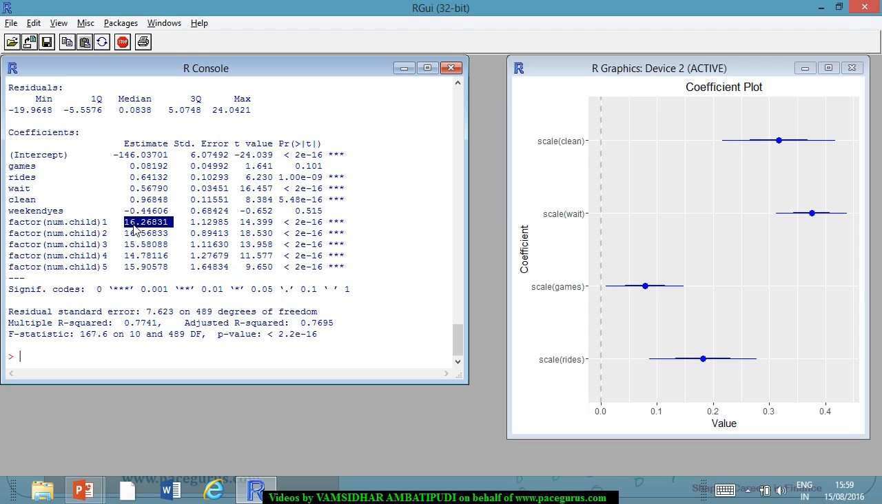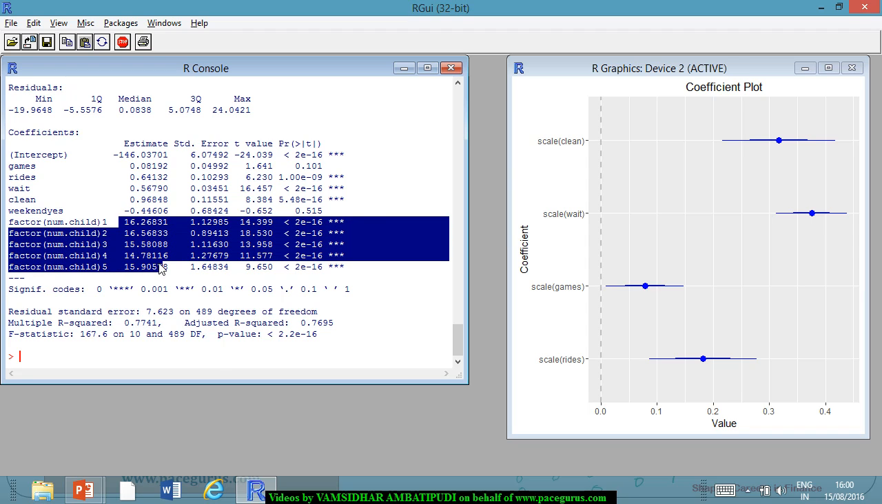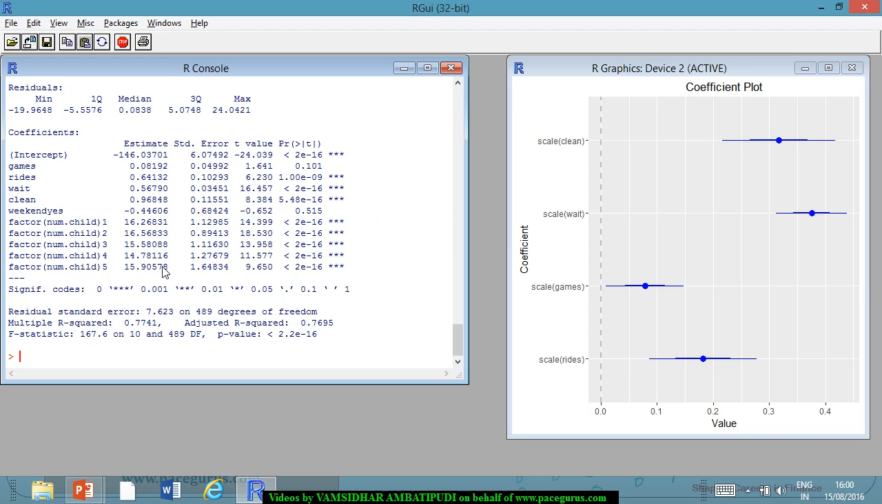it is 16, the satisfaction is 16 more than the base. Whereas if there are 2 children also, the satisfaction is 16 more than the base. Even if there are 3 children, it is 15 more than the base, and so on. So more or less all these are 16, 16, 15, 14 kind of thing more than the base. And now if I am looking at the p-value for this one, is it less than 0.05, is it greater than 0.05.